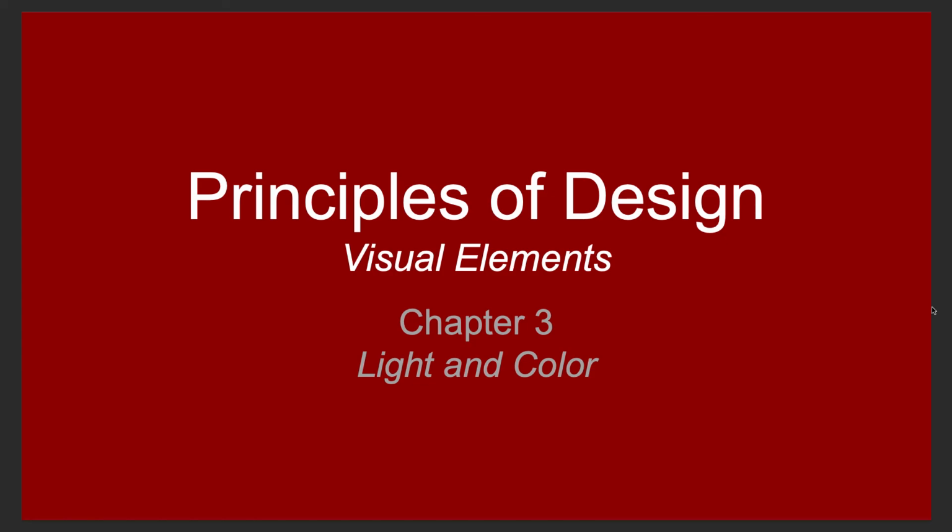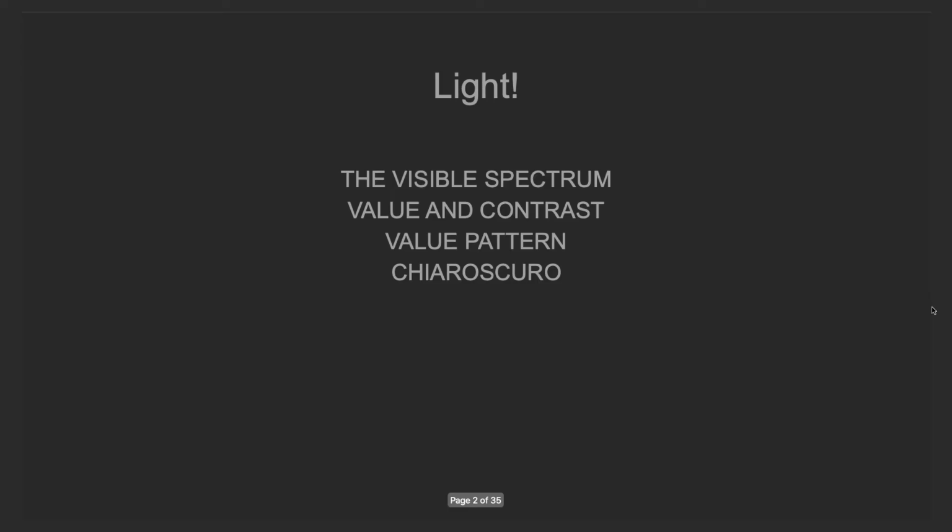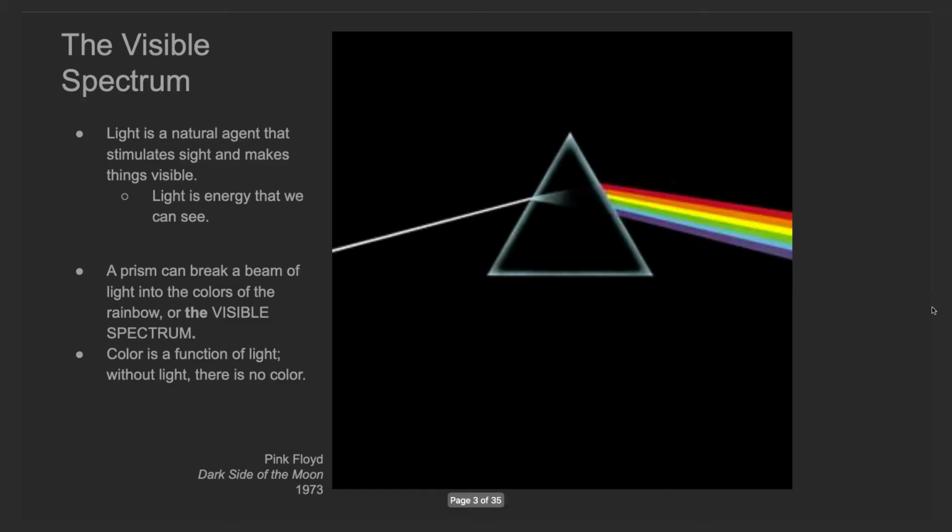All right, here we are with chapter 3 of the textbook, Light and Color. Light. We will be discussing the visible spectrum, value and contrast, value pattern, and chiaroscuro. The visible spectrum.